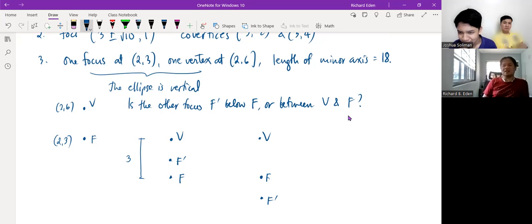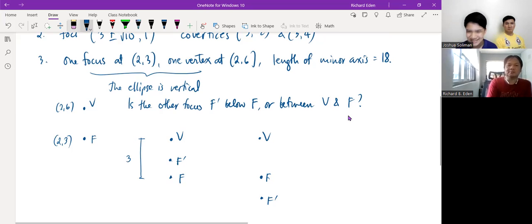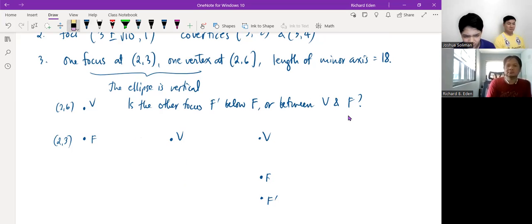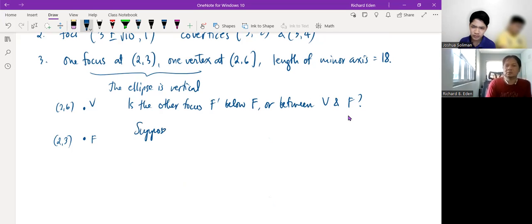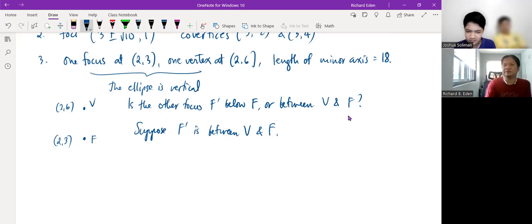All right, so I think you got the point. You cannot just argue right away that F prime is lower. You would have to articulate why that's so. All right, so let's write it down. Let's dispel the first possibility that F prime is between. Suppose F prime is between V and F.